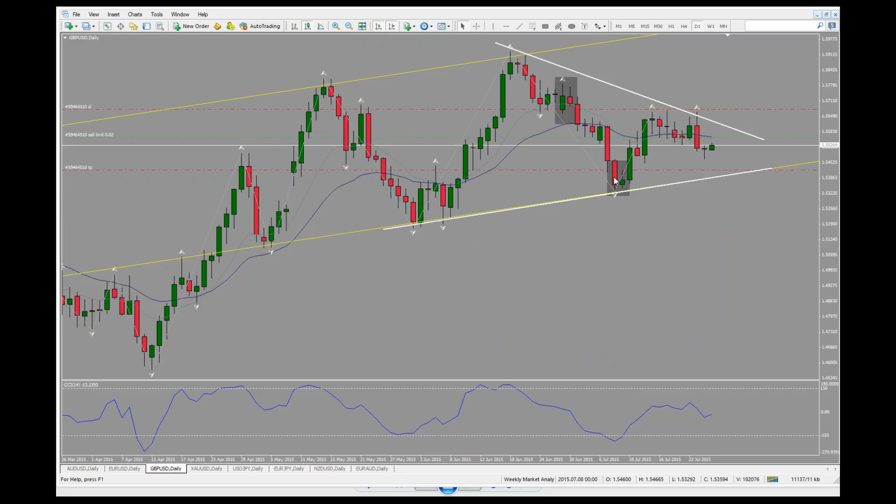So we're going to try and catch this engulfing candle. We just want a little bit more of a pullback just so we feel a bit better, and it helps our 1-to-1 on the trade.